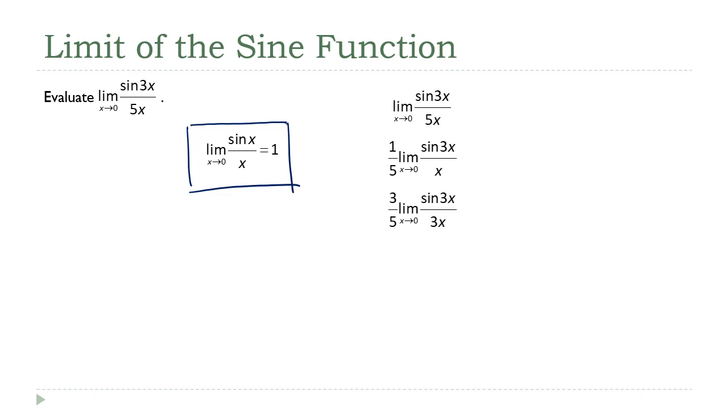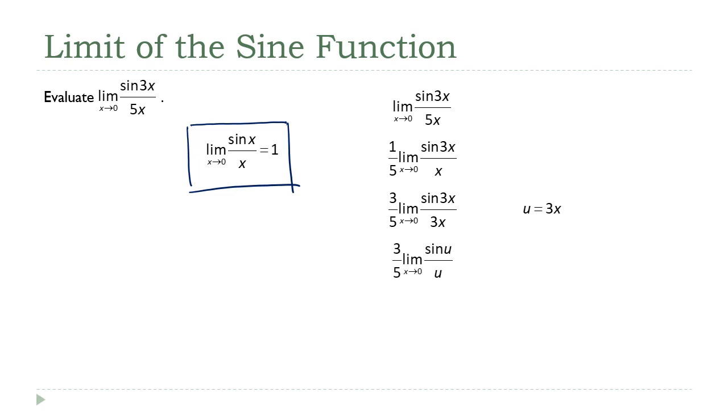Now I'm getting closer. I have the sine of something divided by that same something, but to match what's in my formula over there, I really need it to be sine of x divided by x, not 3x and 3x. To do that, I'm going to make this little substitution. I'm going to replace u with 3x. Now, if I do that, the limit turns into this.